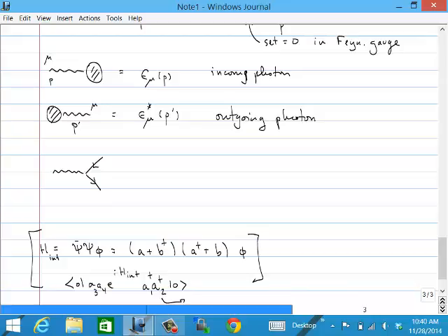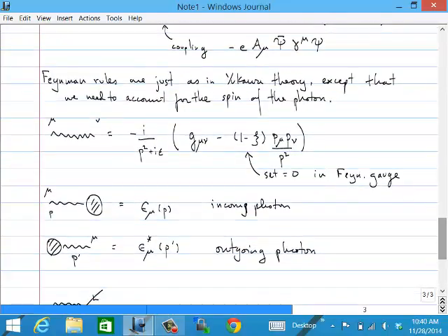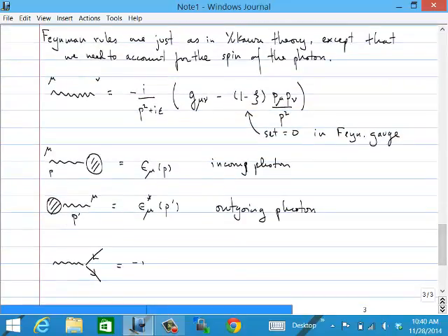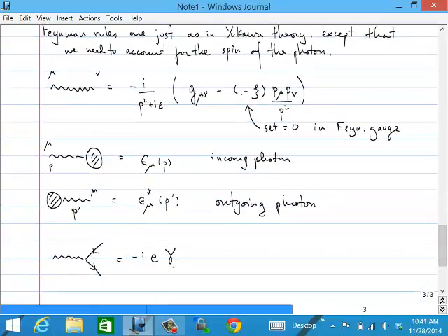Okay, so now this interaction vertex in quantum electrodynamics, well, it just comes from this coupling term here. So you have minus i times the coupling, which is e times gamma mu. Remember that we have a mu index here, and we have a pair of spinor indices that we usually call alpha and beta. So if you wanted to write out all of the spinor indices, you could write them like that.